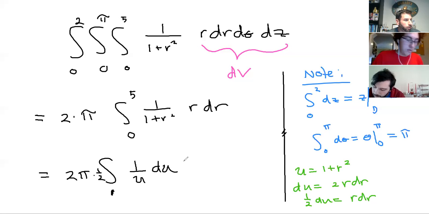Now your bounds. What are the bounds when I switch to u? If I replace r with 0, I get 1. And if I replace r with 5, I get 26. So if you have a question about that, holler.